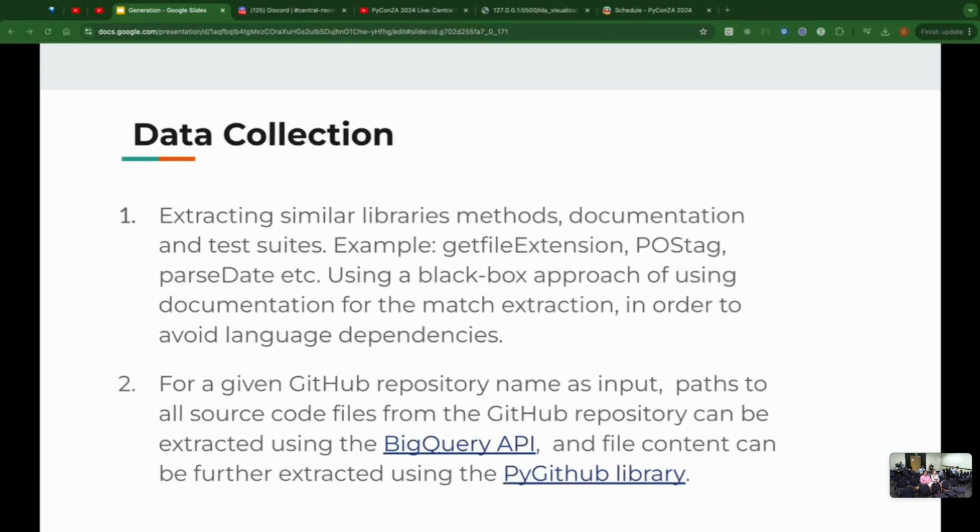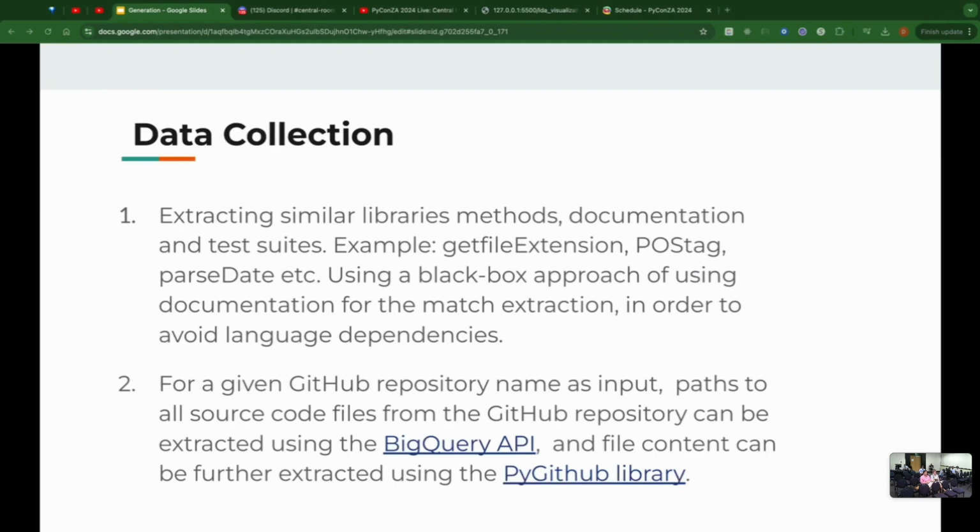Before going forward, we need to have some kind of corpus with us, that is, data across different libraries. So this is where the data collection comes in. With similar libraries, methods, and documentation, we have to pass different methods and documentation, and we will follow a black box approach, as in it doesn't matter what language it is, as long as it's providing a similar method, it will be part of the corpus.